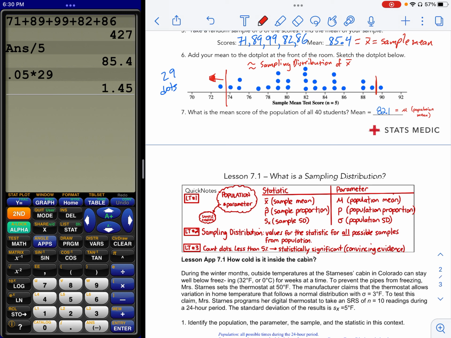Likewise, this outcome on the top, 90 or higher, would be roughly less than 5% of all the sampling distributions. So if you took a sample and you got an average of 90 or higher, that only happens about 5% of the time. So that is quite significant.